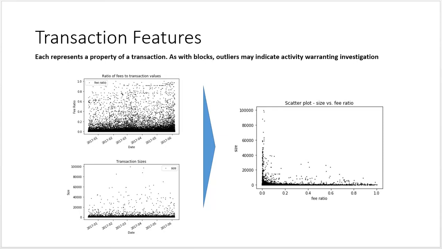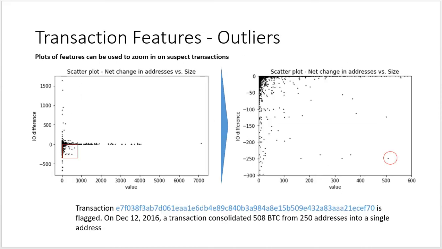We can do the same thing with transactions. Transactions again have a number of properties: how many fees were paid, how many addresses, inputs and outputs were involved, how big was the transaction, both in value and in bytes, so how much data was involved in it. And again, we can plot some of that data and we can look for outliers. Some of these points around here, why are they so different from the big clusters here, and is there something to it that we need to look into further?